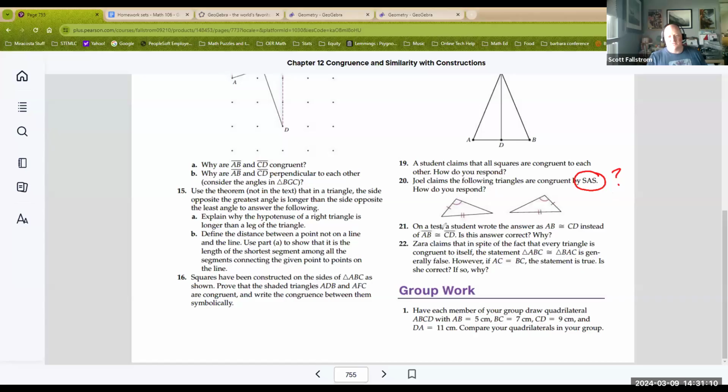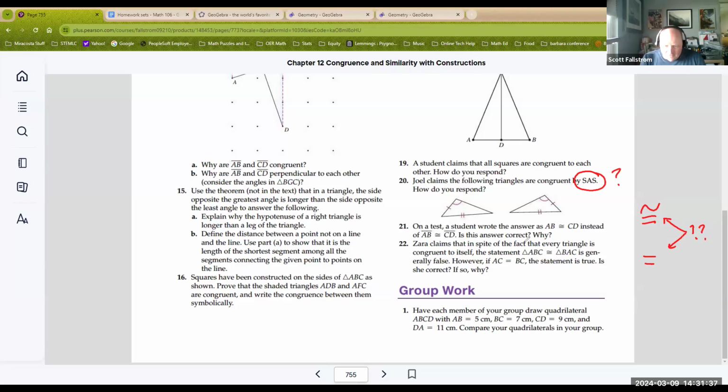On a test, go to 21. On a test, a student wrote the answer A, B, O. We've talked about this a little bit in chapter 11, and I tried to say very clearly why you want to be very careful with this notation. Think about when to use this symbol and when to use this symbol. Which one would you use where? Okay, that's my tip on 21 if you needed it.